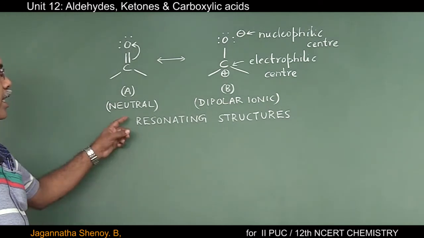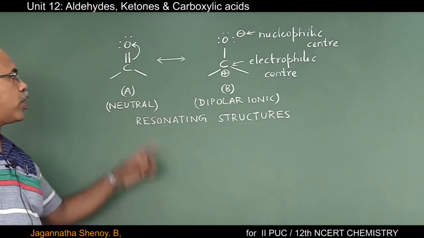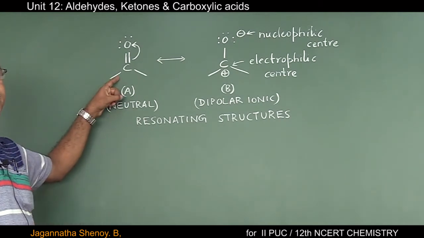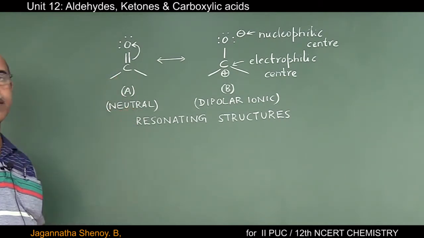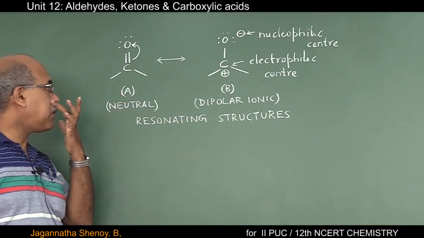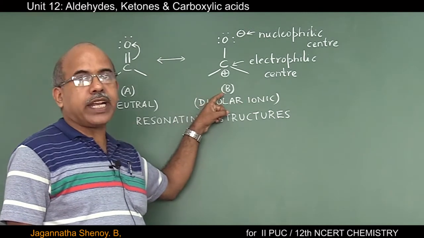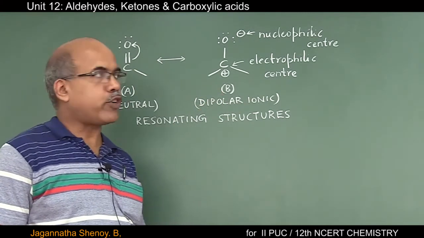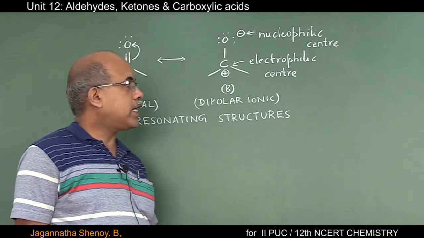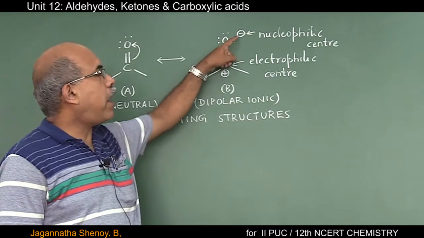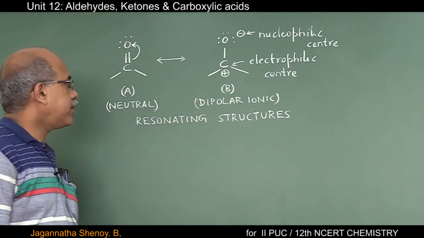I have written the resonating structures for the carbonyl group. The first resonating structure is a neutral resonating structure indicated by resonating structure A. The second resonating structure is B. It is a dipolar ionic resonating structure, where in the same structure you have both positive and negative charges.